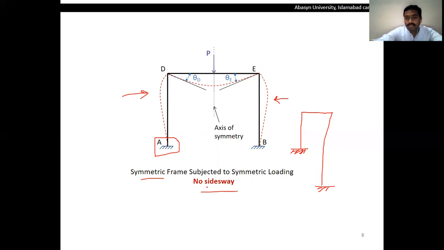For a frame to be a non-sidesway frame, there are two conditions. One, the frame should be symmetric in terms of the loading, and second, the frame should be symmetric in terms of the dimensions of the frame. If such conditions occur, then even if there is no support or restraint in the horizontal direction, such a frame will be considered a non-sway frame, because in such a frame the deflections will be in totally opposite directions and they cancel out the effect of each other, ultimately restricting the movement and rotation of such frames.